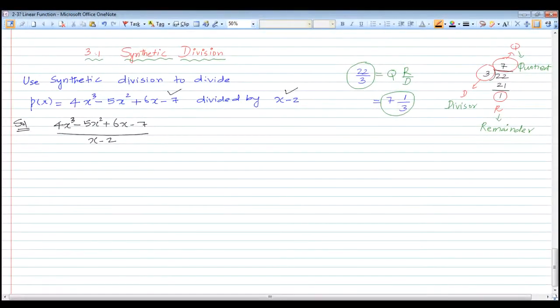Now what is the difference between this one and this one? Can you tell me? Here we have only numbers, right? But here you have a polynomial over a polynomial, right? What is the degree here? 3. Here the degree is 1. So here, dividing the polynomial, we are using synthetic division.